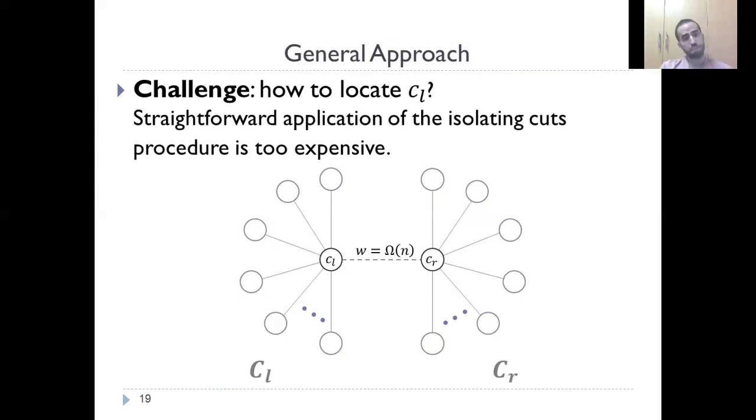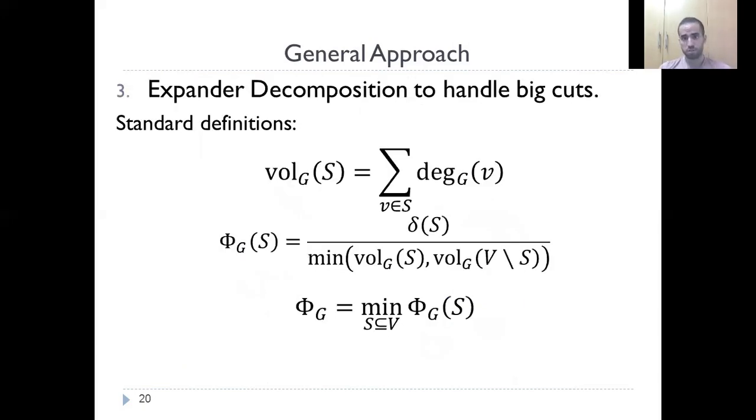So what we do is we use expander decomposition in order to handle big cuts. We follow standard definitions. The volume of a subset of nodes is the sum of the degrees of the nodes in the subset. The conductance of the subset is the number of edges leaving the subset divided by the minimum volume of S and its complement. Finally, the conductance of the graph is the minimum of the conductances of the subsets.